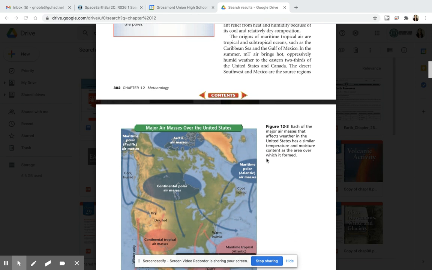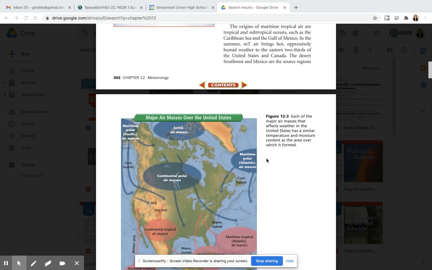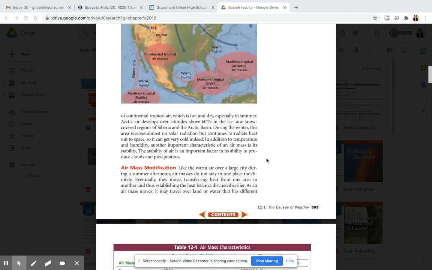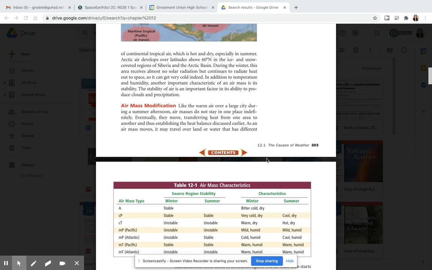The origins of maritime tropical air are tropical and subtropical oceans, such as the Caribbean Sea and the Gulf of Mexico. In the summer, mT air brings hot, oppressive, humid weather to the eastern 2/3 of the United States and Canada. The desert Southwest and Mexico are the source regions of continental tropical air, which is hot and dry, especially in the summer. Arctic air develops over latitudes above 60 degrees N in the ice and snow covered regions of Siberia and the Arctic Basin. During the winter, this area receives almost no solar radiation, but continues to radiate heat out to space, so it can get very cold indeed.